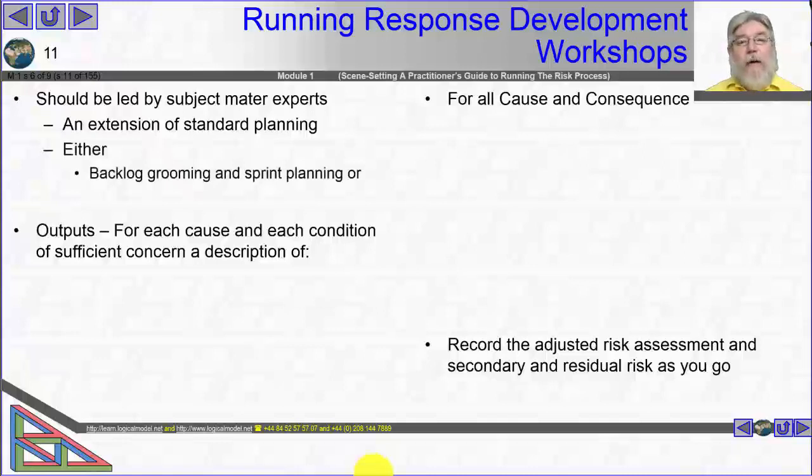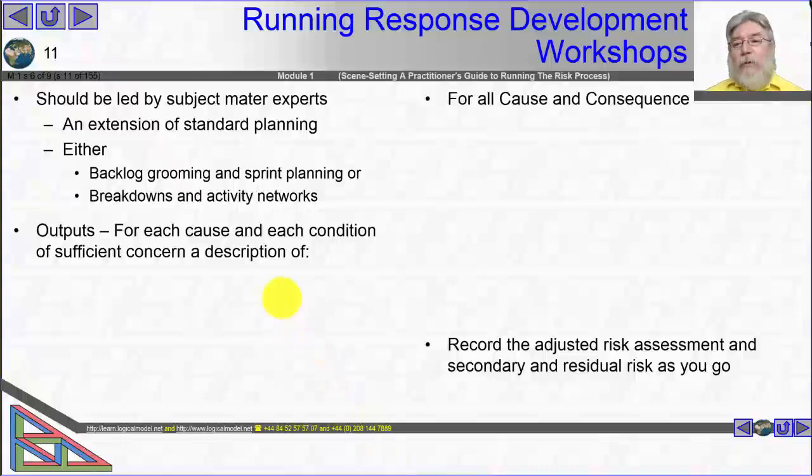You could call this backlog and sprint grooming. You could call this breakdown, structure decomposition, and activity network creation. It's basically the same activities in backlog grooming, sprint planning, and breakdown decomposition as we need to do in response development, although when we get to sprint planning and activity networks, we're getting to scheduling, and that's a little bit ahead of where we are here.